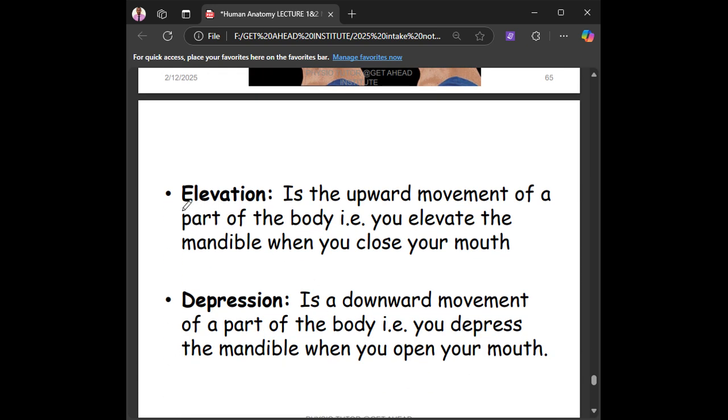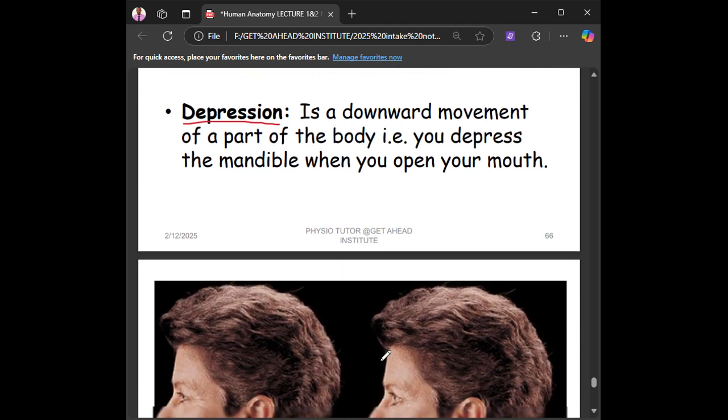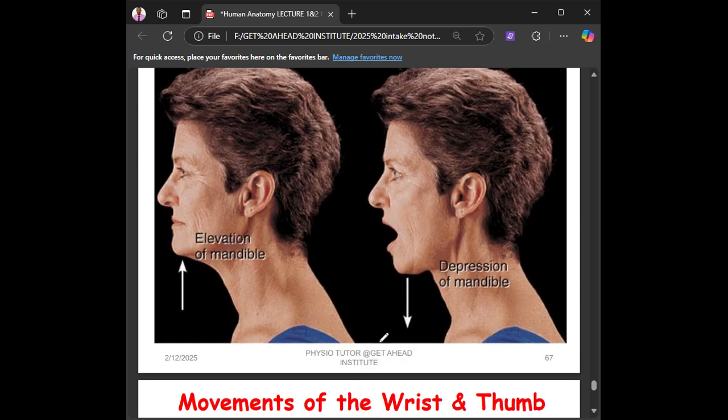Then we have elevation. Elevation is the upward movement of a part of the body, for example, you elevate the mandible when you close your mouth. Then depression is a downward movement of a part of the body, that is, you depress the mandible when you open your mouth. See from this slide, this is the illustration. Elevation like that, depression like that.